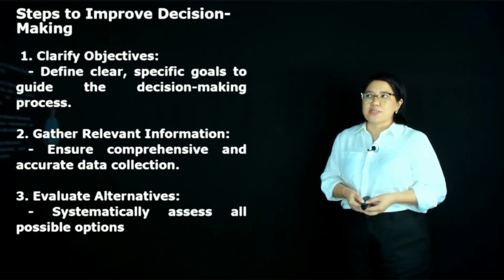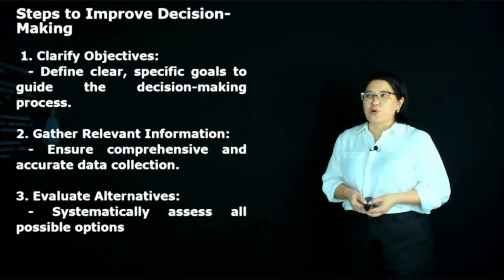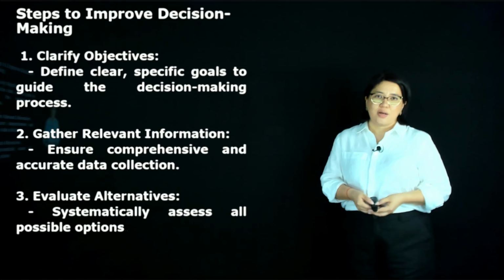And I have here steps to improve decision making. The first is to clarify objectives and define clear, specific goals to guide the decision-making process. The second one is to gather relevant information. It means ensuring comprehensive and accurate data collection. The next one is to evaluate alternatives. It means systematically assessing all possible options.